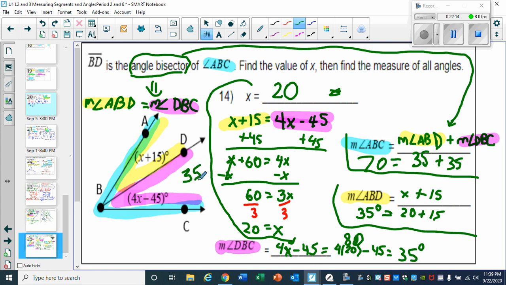Now, if you know that DBC is 35, you really don't have to do ABD, but you can check. Again, just like before, x is 20, substitute. So you're going to substitute 20 for x. 20 plus 15, 35, which has to work since these two angles have to be the same. Then we notice ABD is 35, DBC is also 35. So we can get ABC, which is 35 and 35, grand total 70.